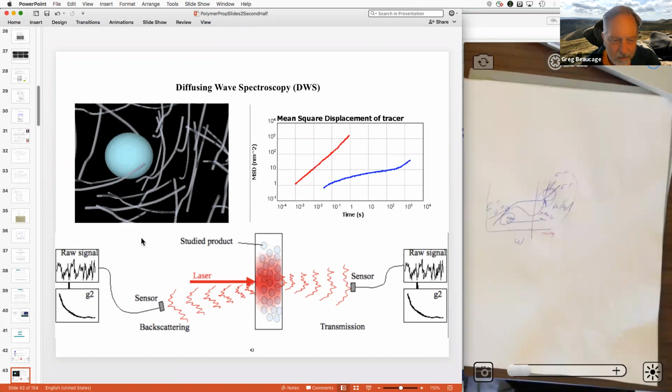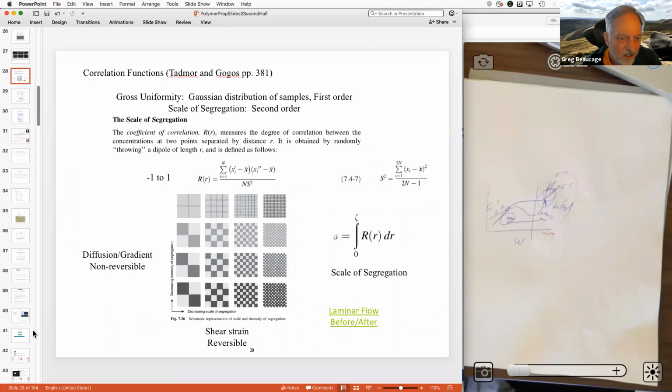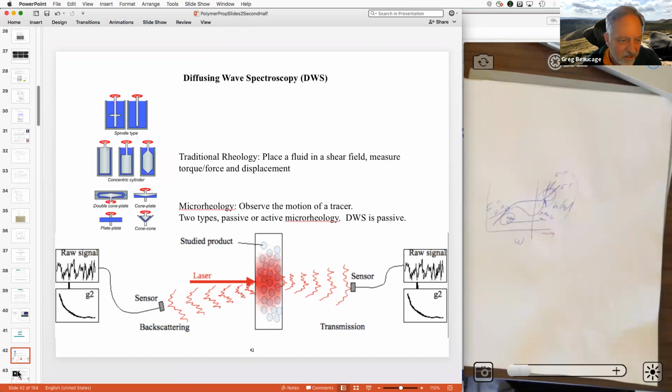So from this mean square displacement, oops, I shouldn't have done that. That's the wrong place. You know, like right after you do something, that was the wrong thing to do.